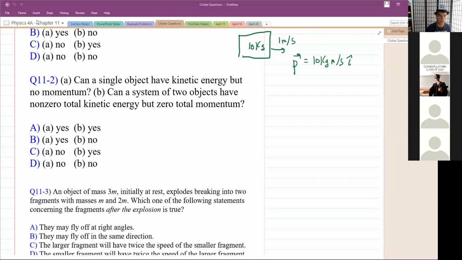So what do you think? Question 11.2. Can a single object have kinetic energy but not momentum? Can a system of 2 objects have non-zero kinetic energy but 0 total momentum? What do you think? Take about 30 seconds. If you can see the poll, please try clicking it in. Just A, B, C, or D.